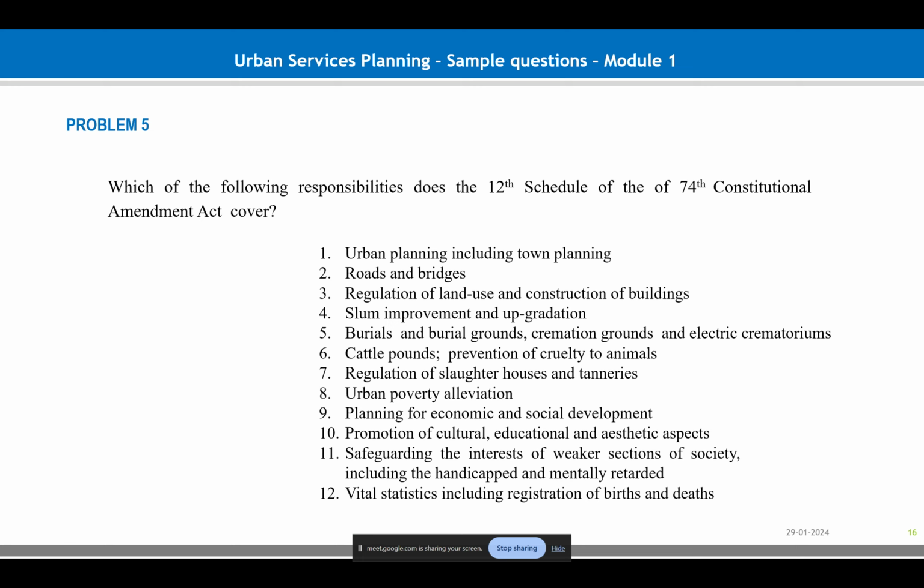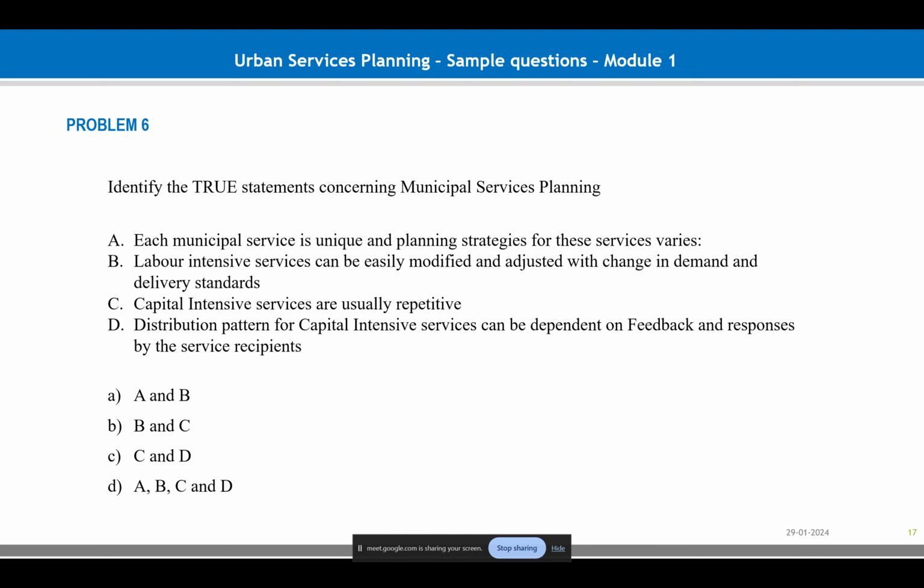Identify the true statements concerning municipal services planning. A, each municipal service is unique and planning strategies for these services vary. B, labor intensive services can be easily modified and adjusted with change in demand and delivery standards. C, capital investment services are usually repetitive. D, distribution pattern for capital investment services can be dependent on feedback and responses by the service recipients. So let's go option by option. First one: each municipal service is unique and planning strategies vary. Is that a correct statement? Yes, it's true.